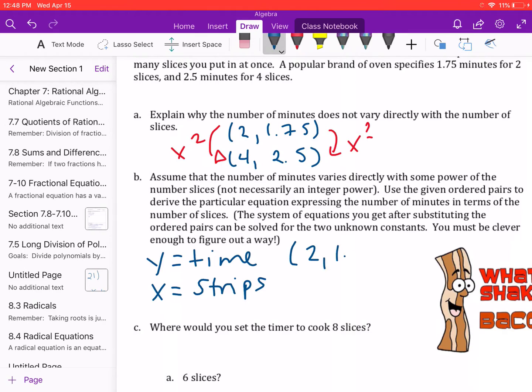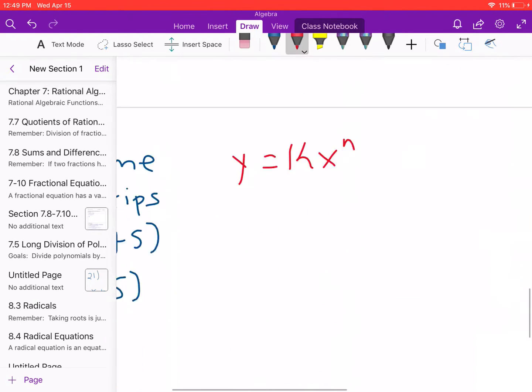So use the given ordered pairs to derive the particular equation expressing the number of minutes in terms of number of slices. The system of equations you get after substituting the ordered pairs can be solved for the 2 unknown constants. You must be clever, though, to figure this out, and guess what? Logs are back. So let's write down the information we know.